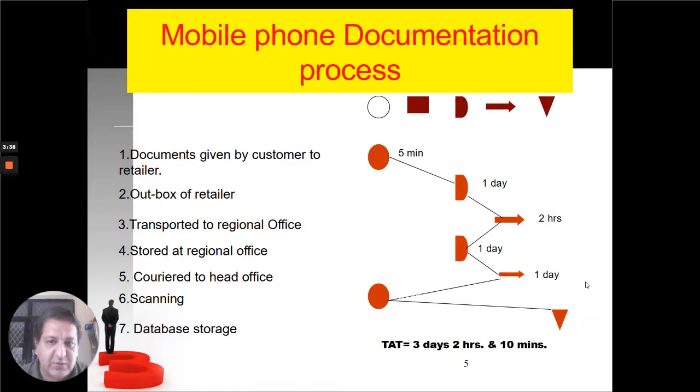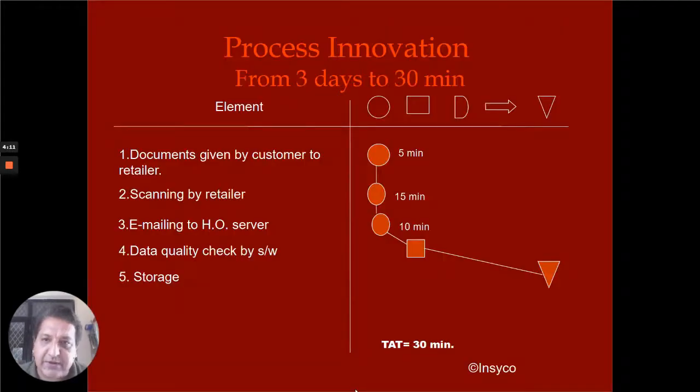Then moving forward, it is couriered to the head office. Again, there is a transportation symbol and the time taken is 1 day. And then there's scanning done at the head office, which is an operation, right? And subsequently it is stored. Now this entire process, how much time does the entire process take? That is consolidated under TAT, which stands for turnaround time, which is 3 days, 2 hours and 10 minutes. This is a process map. So whenever we want to innovate on processes, the first thing we need to do is make a process map. And once we have made a process map, we can innovate on it.